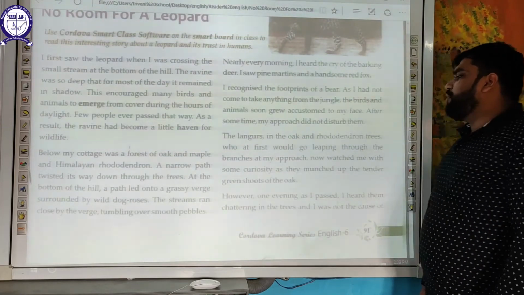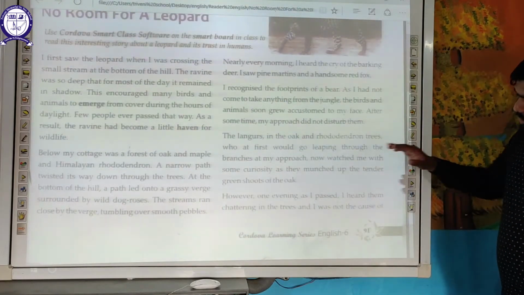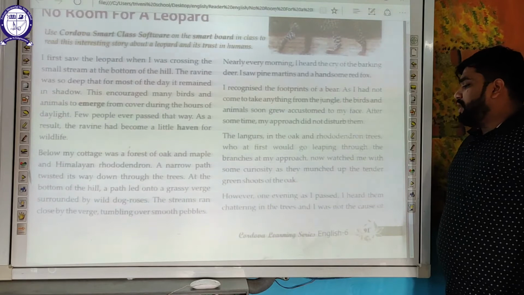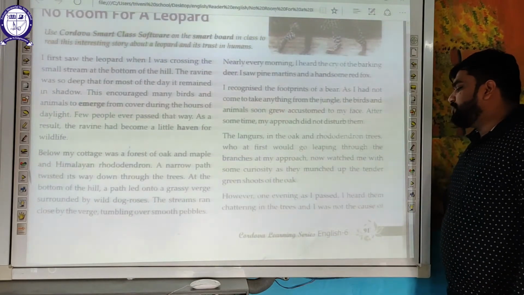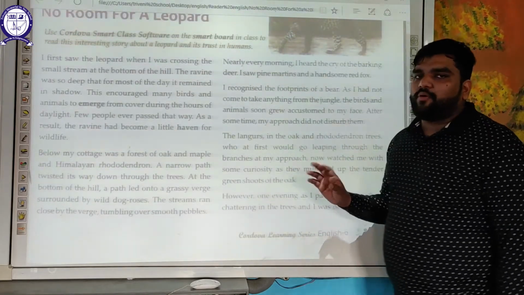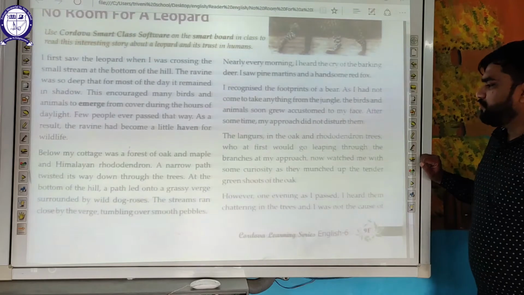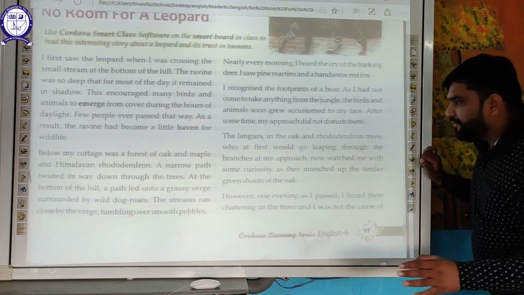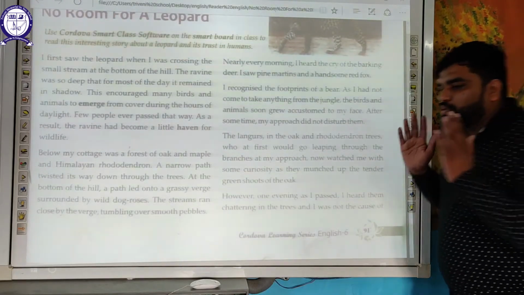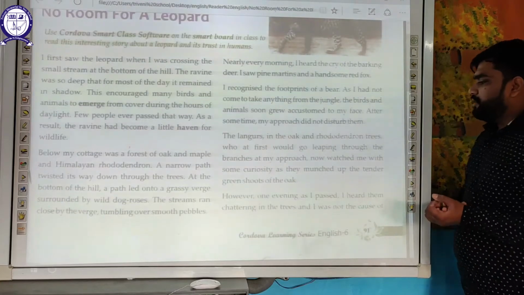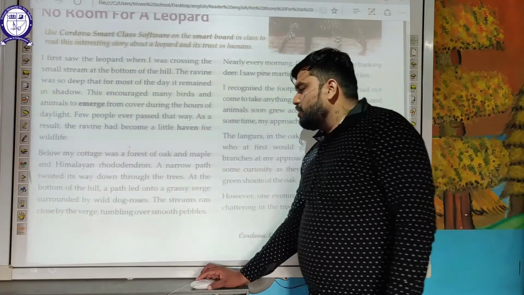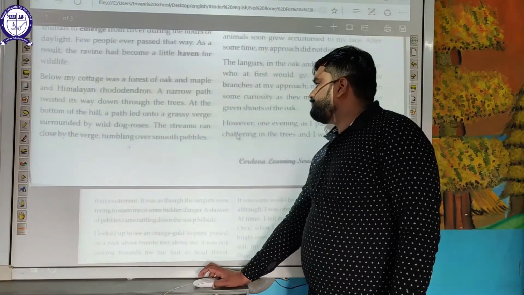The langurs in the oak and rhododendron trees, who at first would go leaping through the branches at my approach, now watched me with some curiosity as they munched up the tender green shoots of the oak. Now the langurs, a type of monkey, would go leaping through the branches when the writer approached them. Now they watched him more curiously, moving from one tree to another.